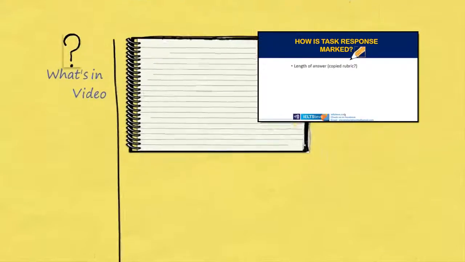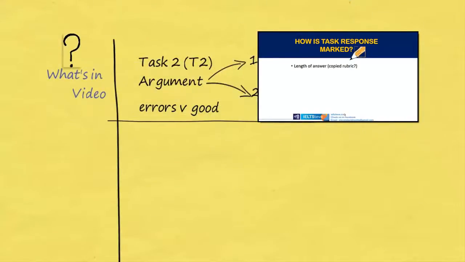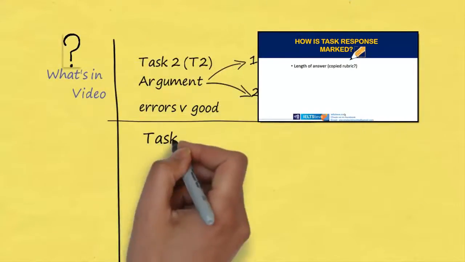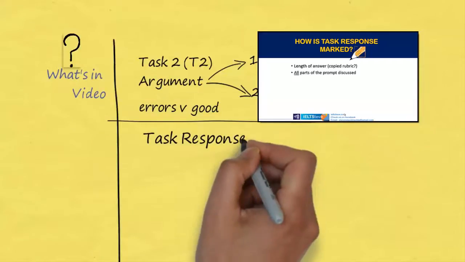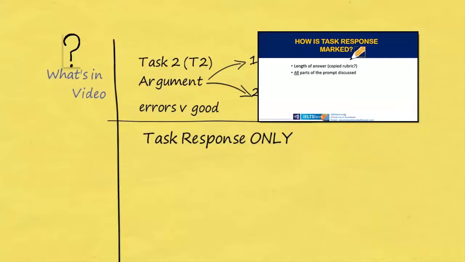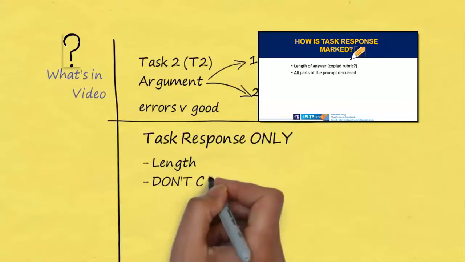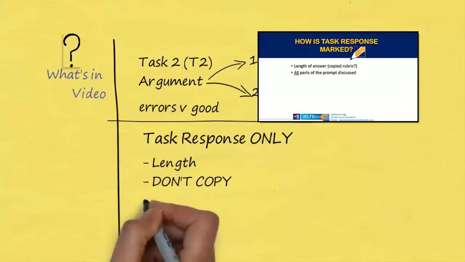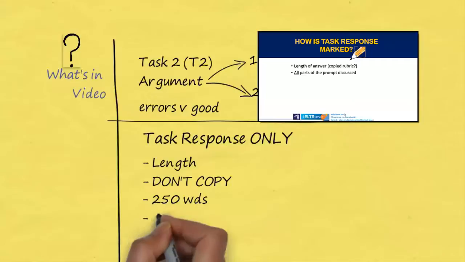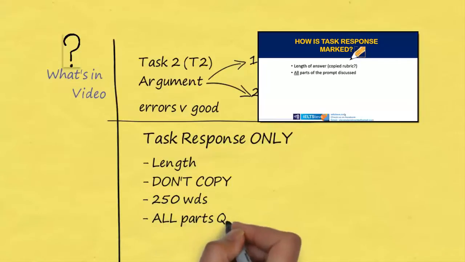Or grammar or language. Quick recap. How is task response marked? Let's do this very quickly. The length of the answer, don't copy from the rubric. The rubric means the question. Those words are not counted in your word count. 250 words, remember. It's very important that all parts of the prompt are discussed.